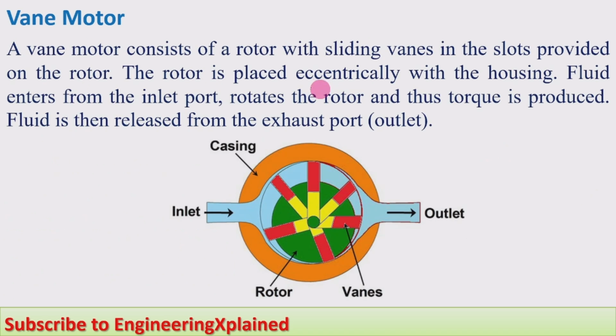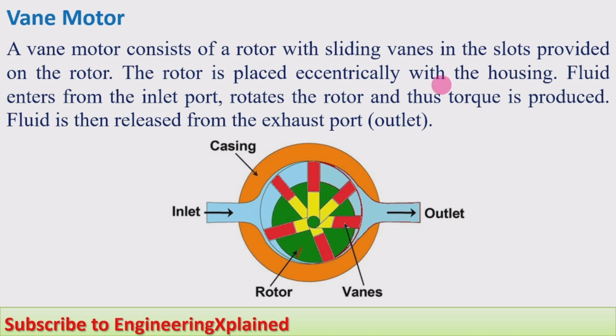Moving to the next, the vane motor. A vane motor consists of a rotor with sliding vanes in slots provided on the rotor. This is the rotor, and these are the slots provided in the rotor in which the vanes slide during its rotation.